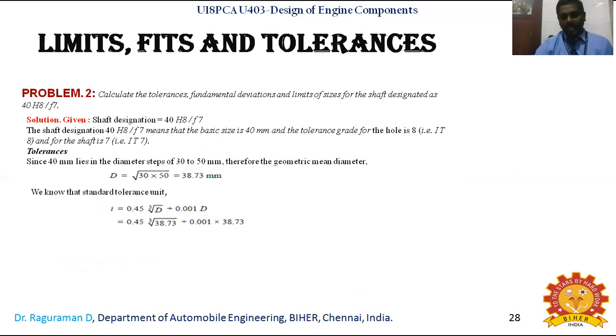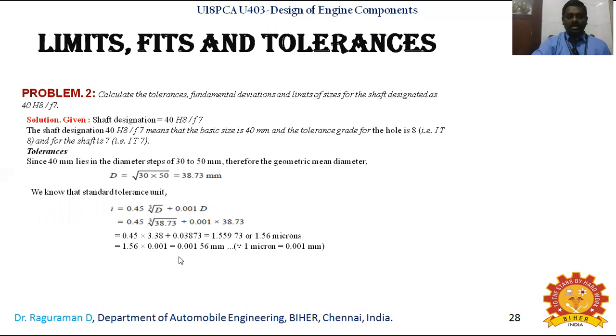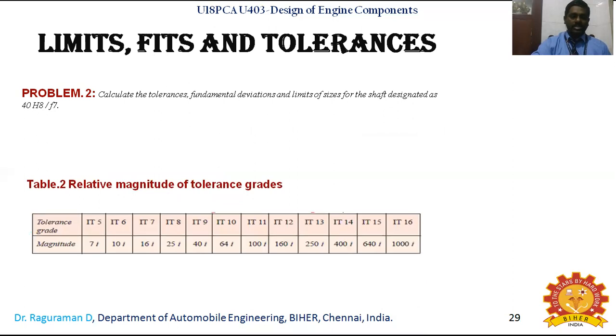But for identification of standard tolerance units, the micron values, you have another empirical relation. If you substitute this calculated value 38.73 into that empirical relation, you will get the i value as 0.00156 mm, that is 1.56 micron. You get it in mm as 0.00156 because to convert micron to mm, you have to multiply by 0.001 mm, since a micron is one thousandth of a mm. That's why you multiply by 0.001 for converting micron to mm. So now you have found 0.00156.